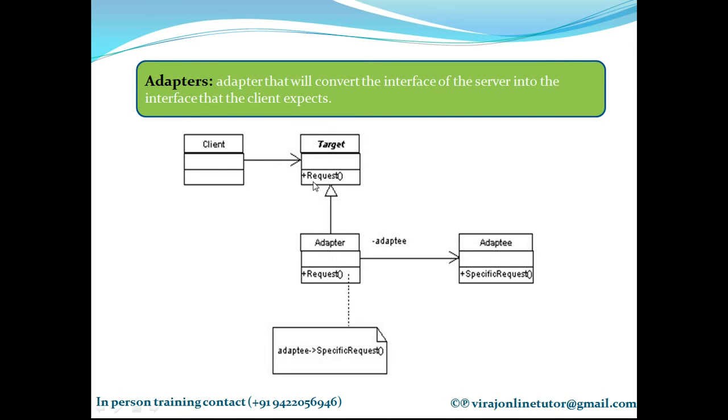The client is expecting a function called request in this format. But the adaptee, that is the source, has a function called specific request. So the interface of the adaptee is specific request, but the interface the client is expecting is request. So we need someone to convert specific request to request.